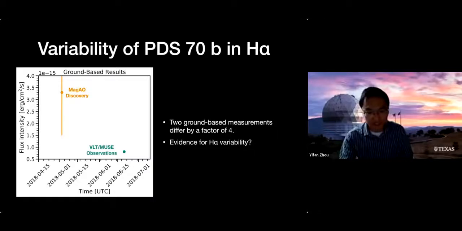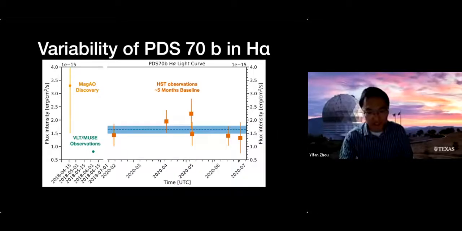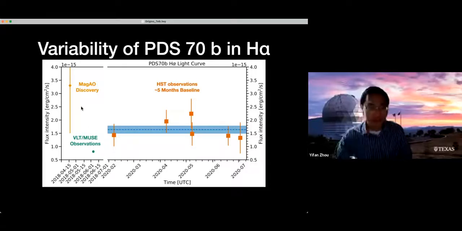So what does it look like? It looks like this. We don't have good evidence for variability in H-alpha for PDS 70b. Our measured flux is in between the two previous H-alpha measurements, but within our HST observation, there is no clear sign of large amplitude variability.